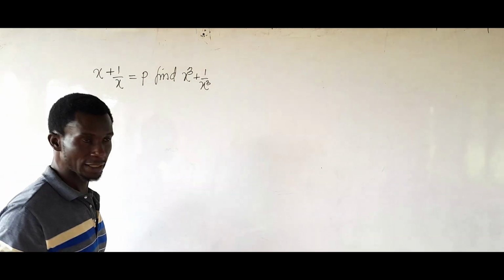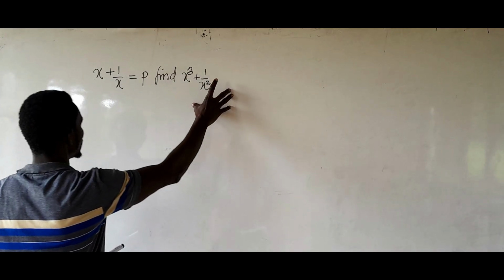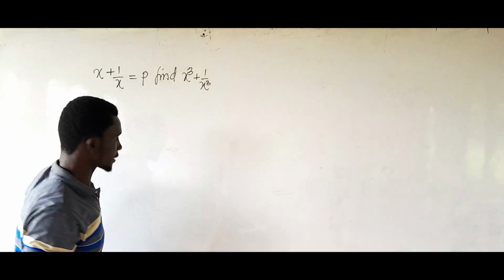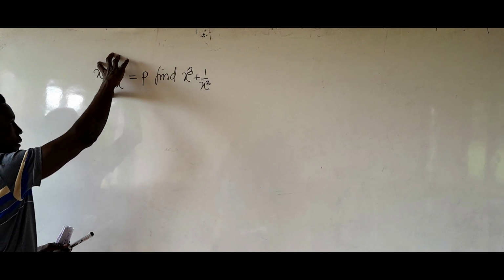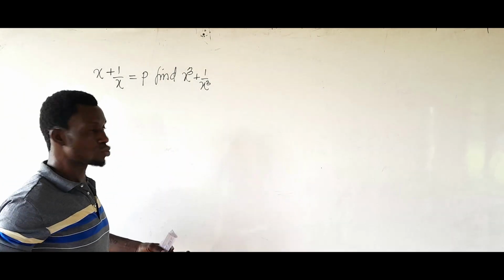So the normal way, if you have to find x cubed plus 1 over x cubed in terms of p, as the quiz mistress asked, what you do is that you have to cube this one, because you can get this one from this. That is obviously what you are supposed to do.